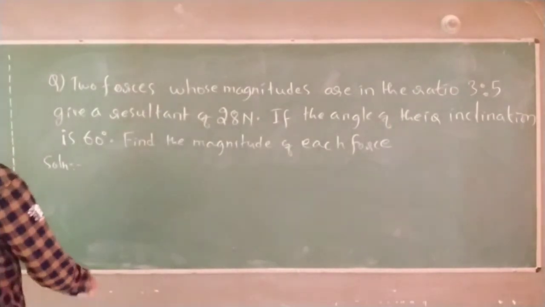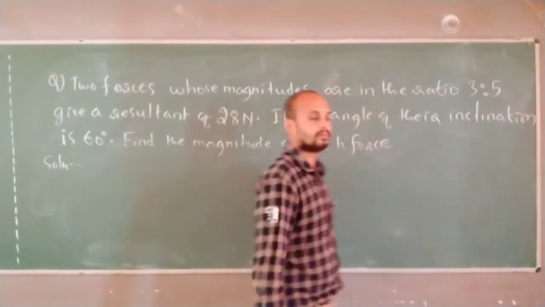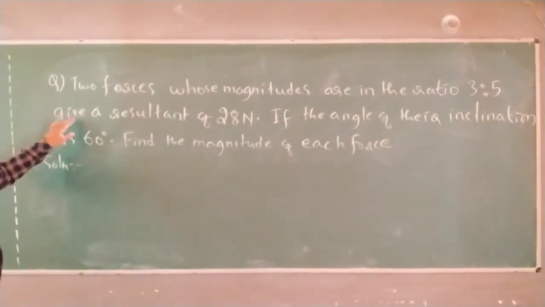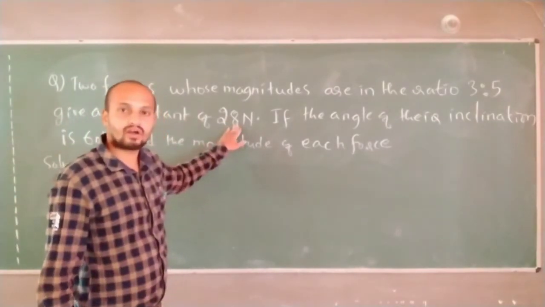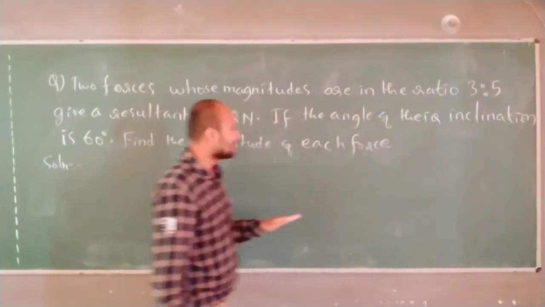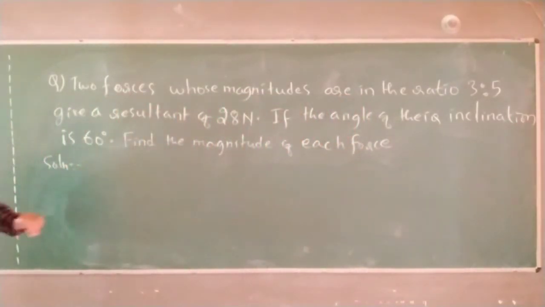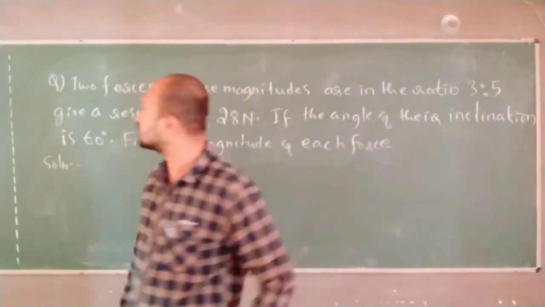One more problem we have. Two forces whose magnitudes are in the ratio 3:5 give a resultant of 28 Newton. If the angle of their inclination is 60 degrees, find the magnitude of each force. He is asking the value of each individual force.